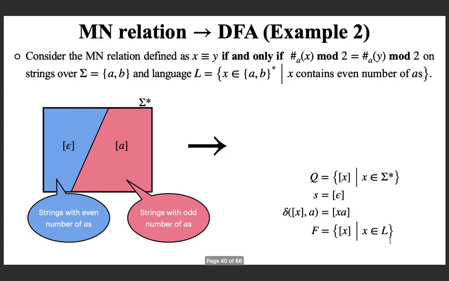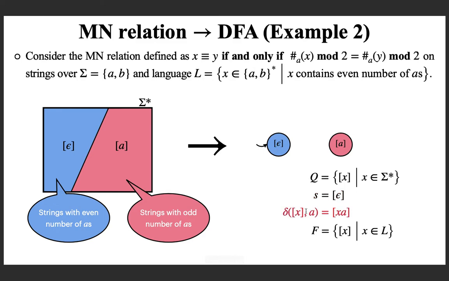Now we need to apply this construction to get a DFA, and based on the definition of the state set, each equivalence class here is going to become a state. So these are the only two states. Now which is the start state? It must be the state represented by the equivalence class for epsilon. So this must be the initial state.